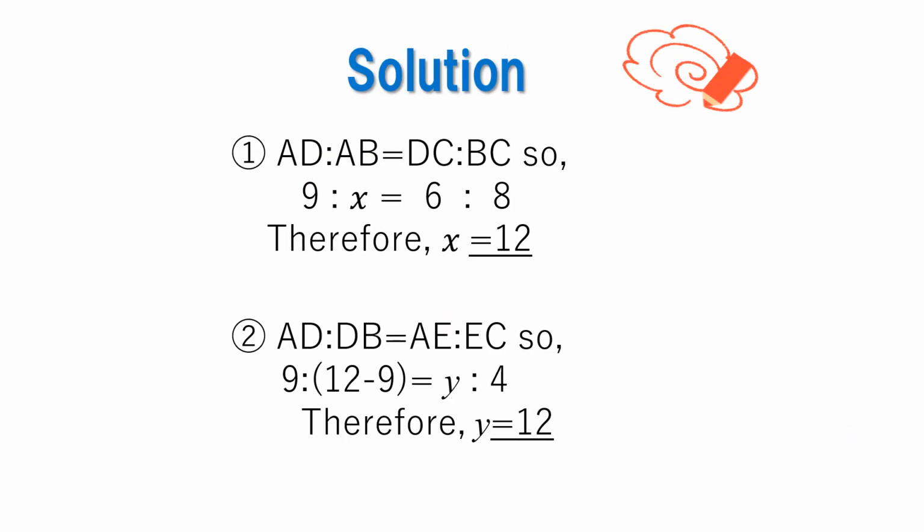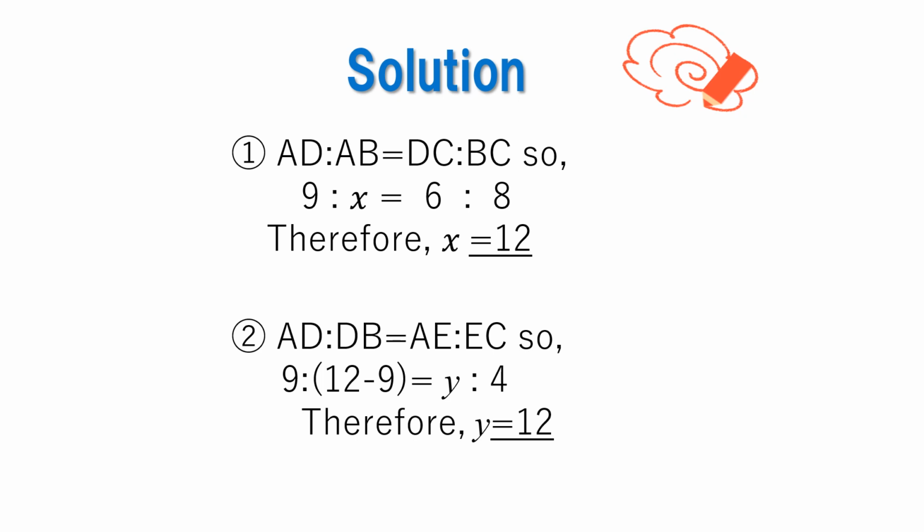For number 1, using the relationship between parallels and ratios, we know that AD ratio to AB equals DC ratio to BC. So 9 ratio to X equals 6 ratio to 8. Therefore, X equals 12.